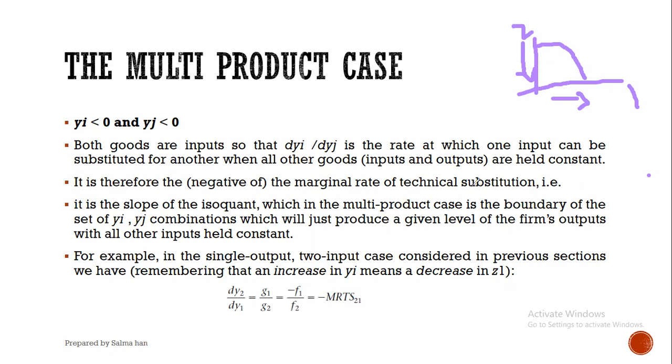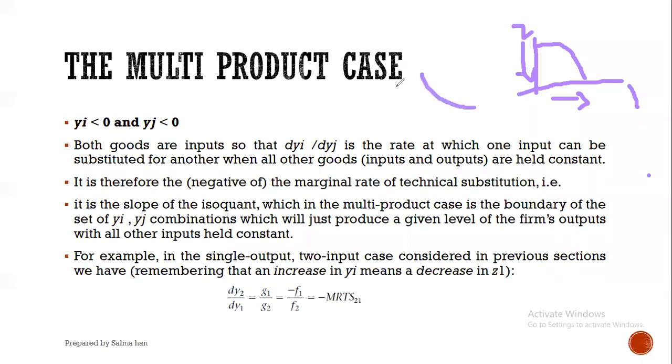Over here, we will have a marginal rate of technical substitution. Why? Because we are increasing the utilization of one input and decreasing the utilization of the other input. It is the slope of the isoquant, which in the multi-product case is the boundary of the set of yi and yj combinations, which will just produce a given level of the firm's output with all other inputs held constant.